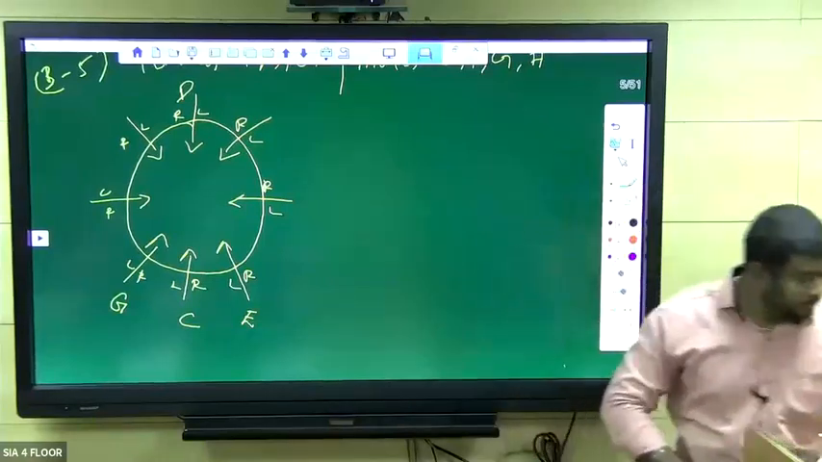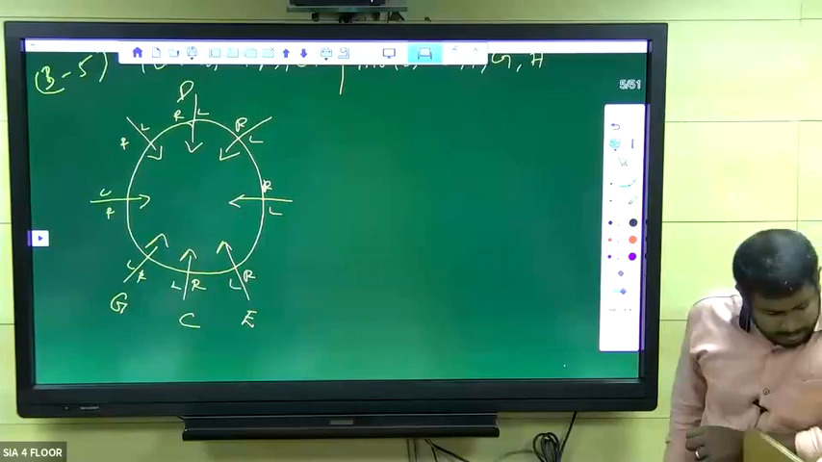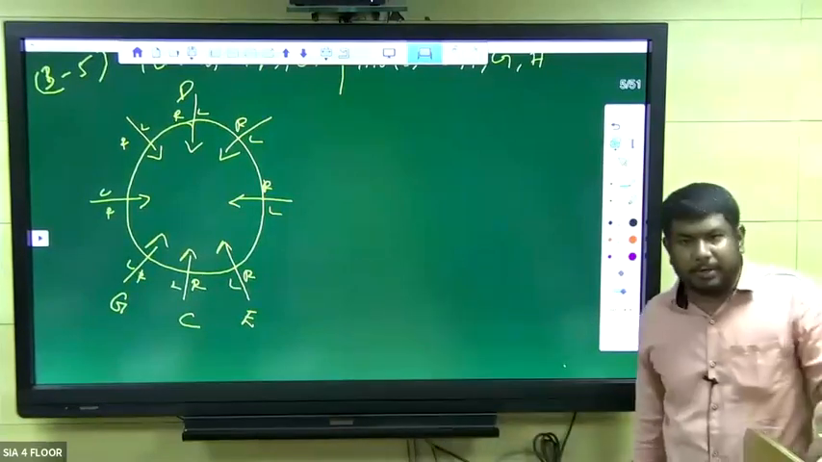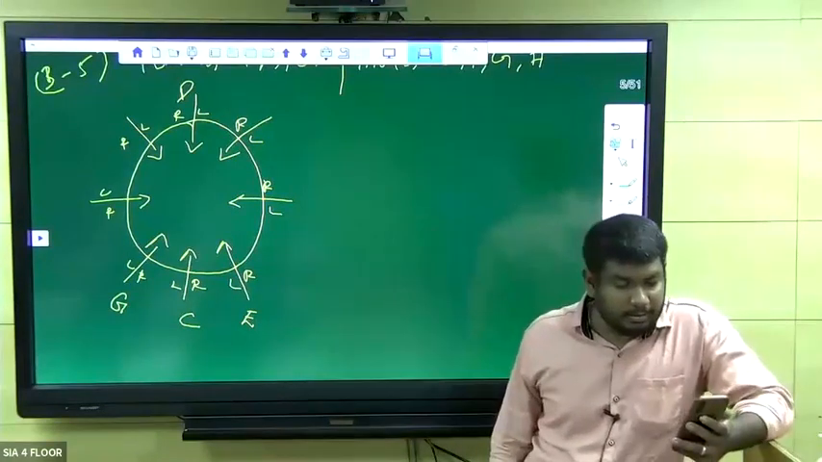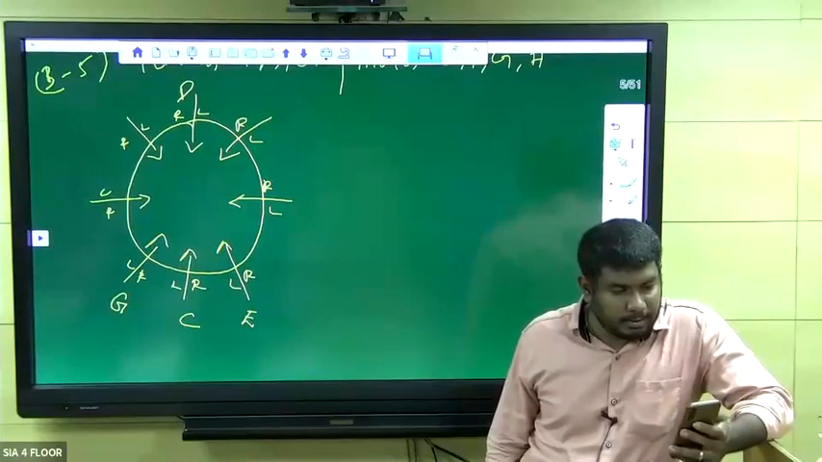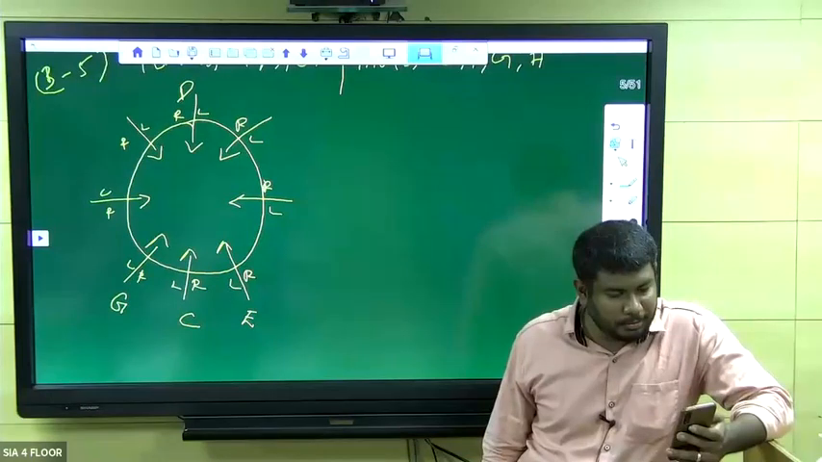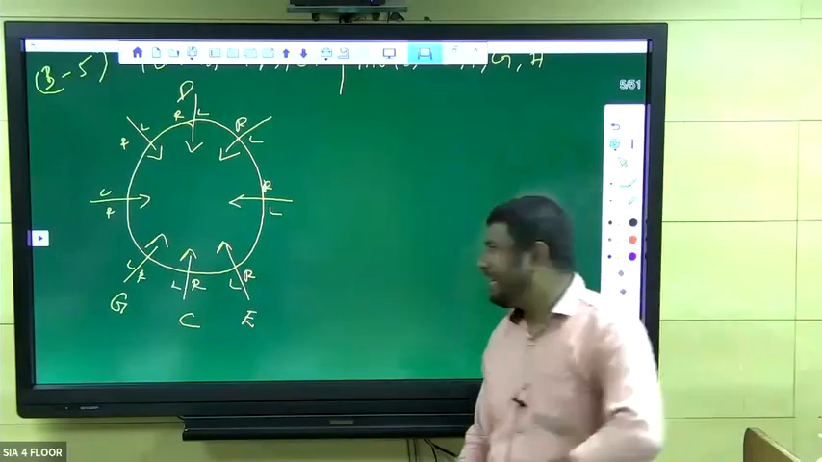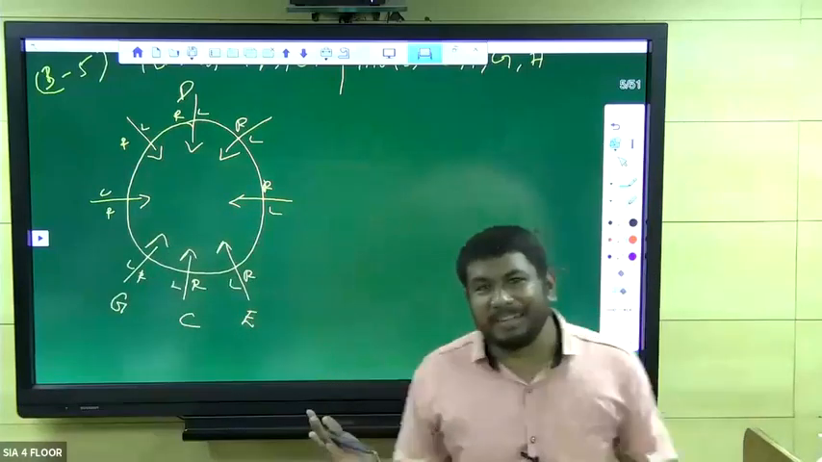Is that clear? So C is in the middle, right? Now, is that correct or wrong? You are going to tell me. Yes, wrong. Those who have said wrong, I don't know what's the reason behind that.